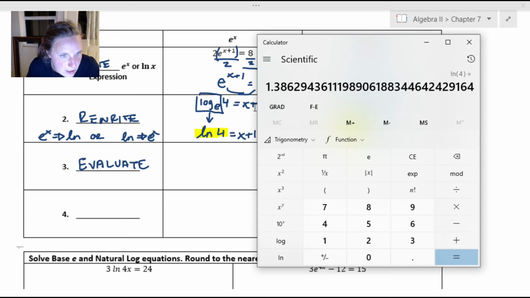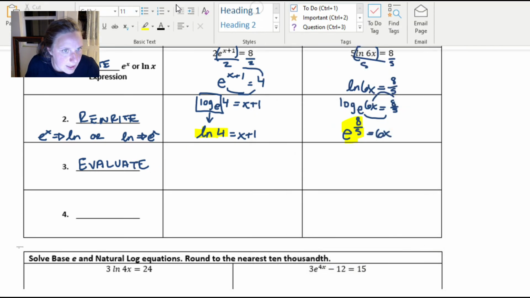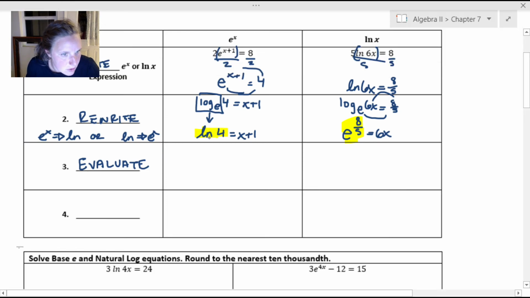I'm going to go to 4 decimal places, so 1.3863. So natural log of 4 is 1.386, and the 9 makes the 2 go up to a 3. 4 decimal places is equal to x plus 1. That's my evaluating. And same thing over here.